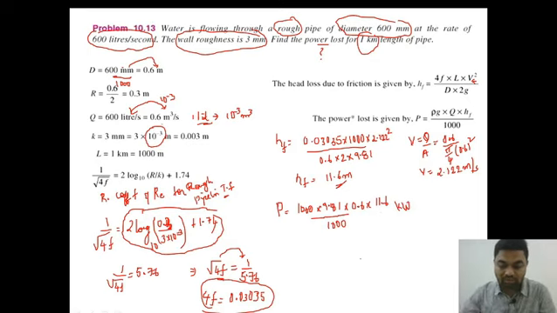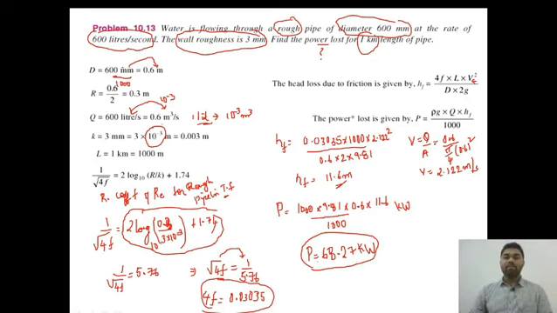The value of power, if you solve the above equation, is 68.27 kilowatt. This is nothing but the power loss for flow through a rough pipe of diameter 600 mm at the rate of 600 liter per second with a wall roughness of 3 mm for 1 kilometer length of pipe. This is the data.